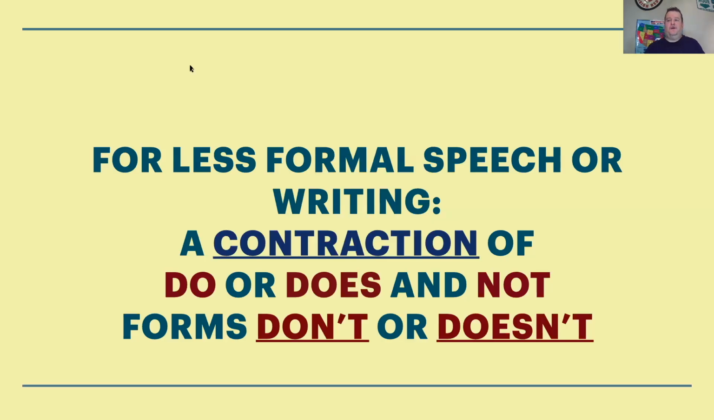Now, for less formal speech or writing, you can form a contraction of do or does and not. That will form don't or doesn't. And you can use this in just about any kind of speech. And you can also use it in your less formal types of writing. For more formal academic or business writing, you're just going to want to go ahead and spell out do not or does not. But in somewhat less formal situations, don't or doesn't will also be appropriate.